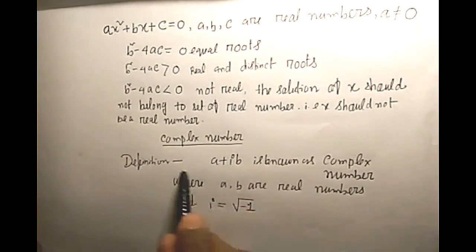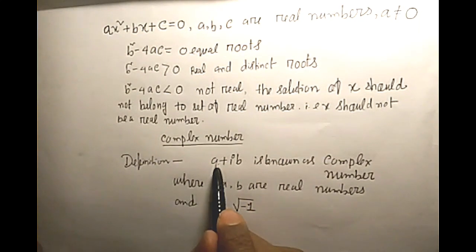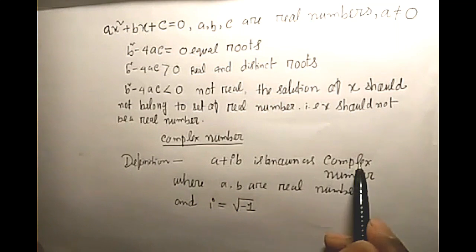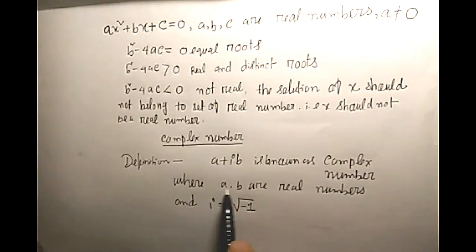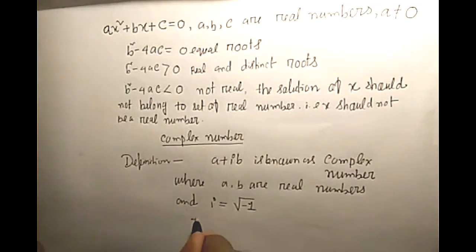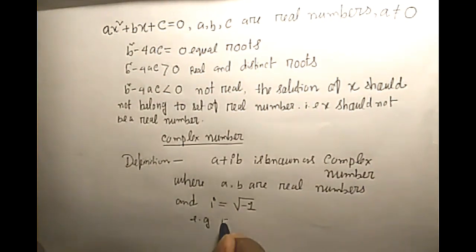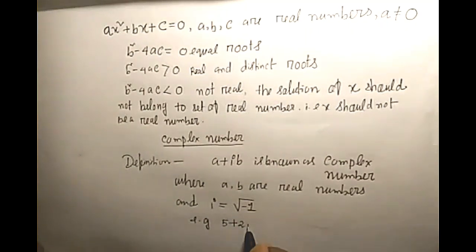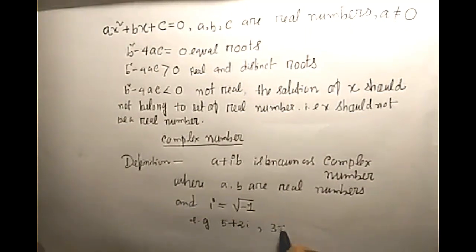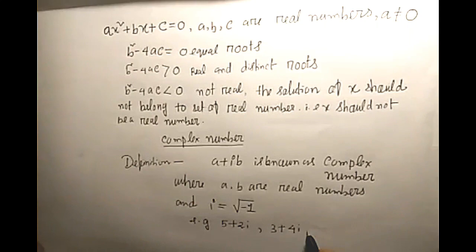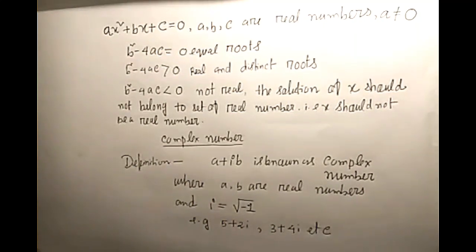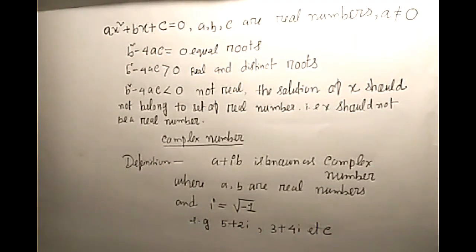This is the point you should remember: the value of i is root over minus 1. This representation is known as a complex number. a plus ib is a complex number. For example, 5 plus 2i is considered a complex number.